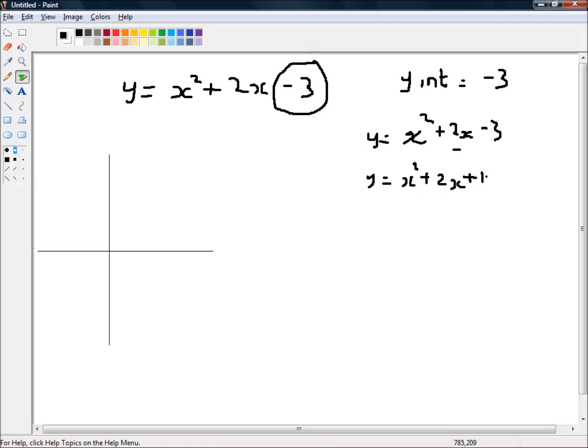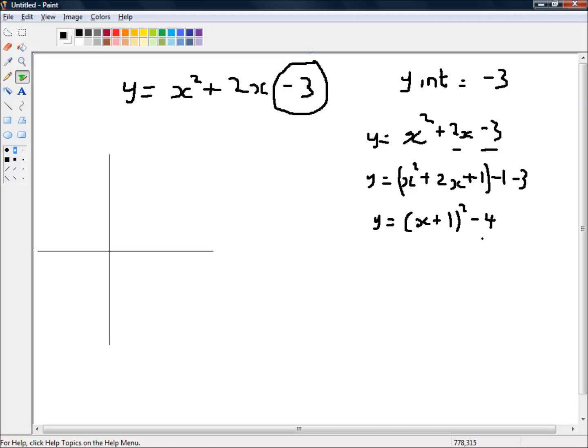Now we've added a 1, so we need to subtract that 1. And then we've got our negative 3 here, which we haven't touched yet. So let's put that negative 3 in. So now this part here is our perfect square, so we can go ahead and factorise that as a perfect square. So y equals x plus, and then half of 2 is 1, so that's x plus 1 squared. And we're left with a negative 1 minus 3, so that's negative 4 or minus 4.